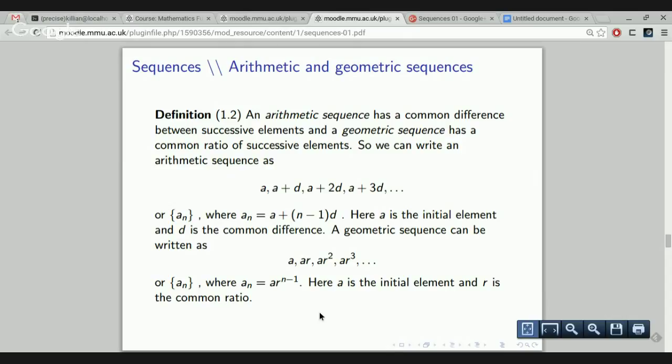So both of these types of sequence, you can call them two-parameter sequences. It takes two parameters to specify an arithmetic sequence: the initial value A and the fixed shift D. And again, to specify a geometric sequence, it takes two parameters: the initial value A and some fixed scaling factor R.